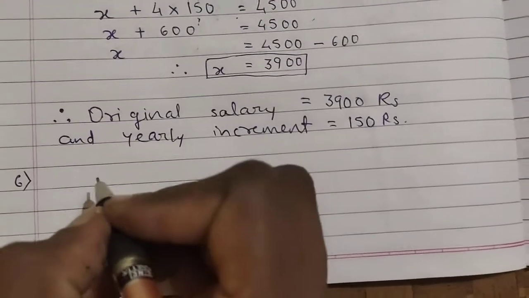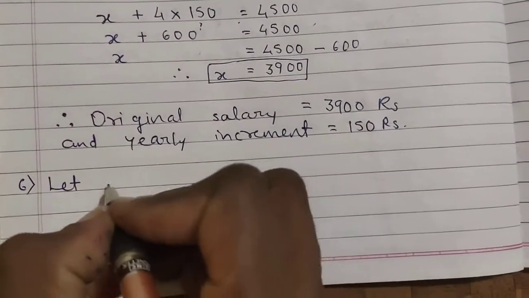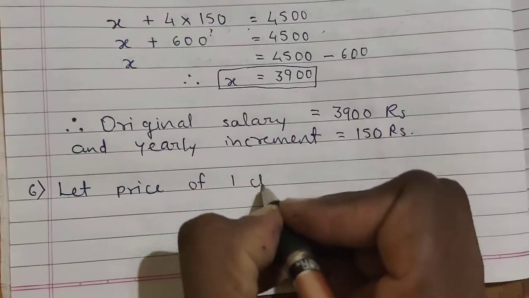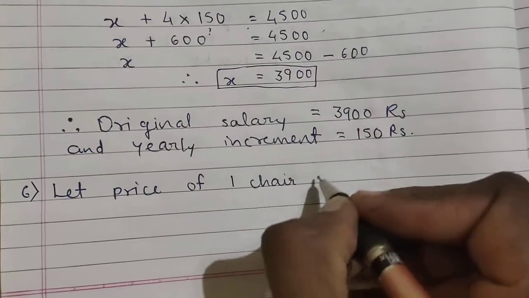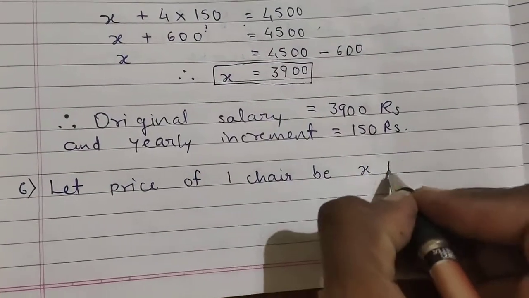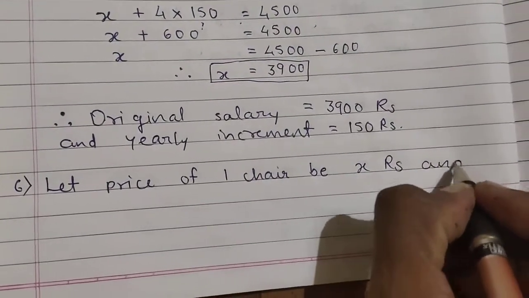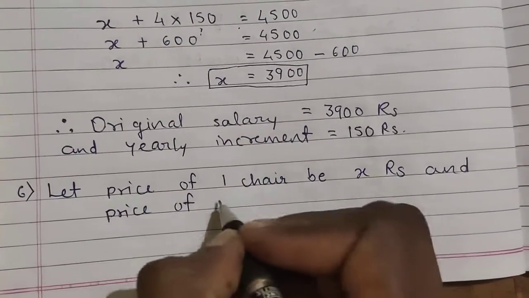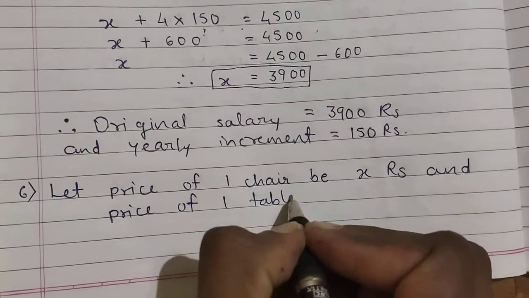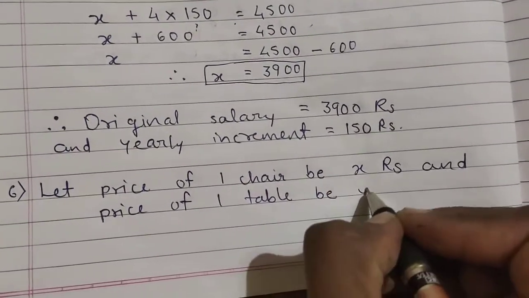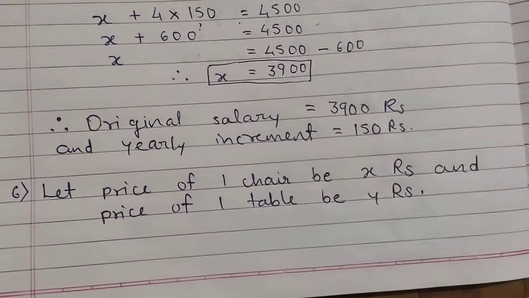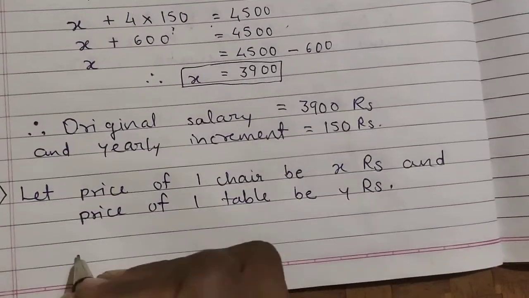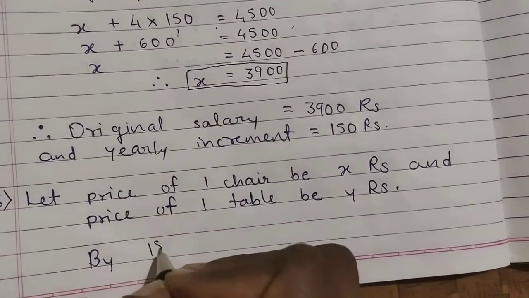Okay, so let us consider, let the price of one chair be X rupees and the price of one table be Y rupees. Okay, so price of one chair X rupees and one table Y rupees. Now we will use first condition.